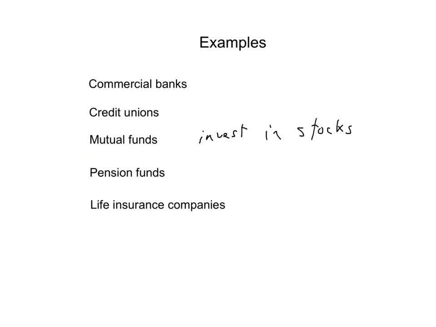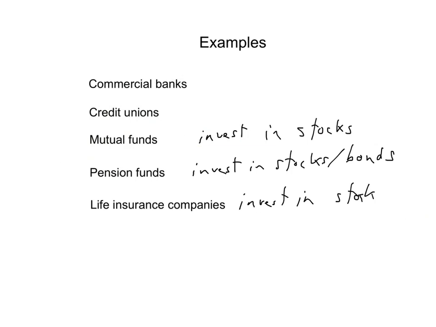And then also, you might be surprised to know that things like pension funds take the money that people, say workers, pay into pensions, and they invest in stocks or bonds. And then the same thing goes for life insurance companies. So when you pay a premium for your life insurance, the life insurance company doesn't just sit on it until you die and they pay it out to your beneficiaries. Instead, they also invest in stocks and bonds.